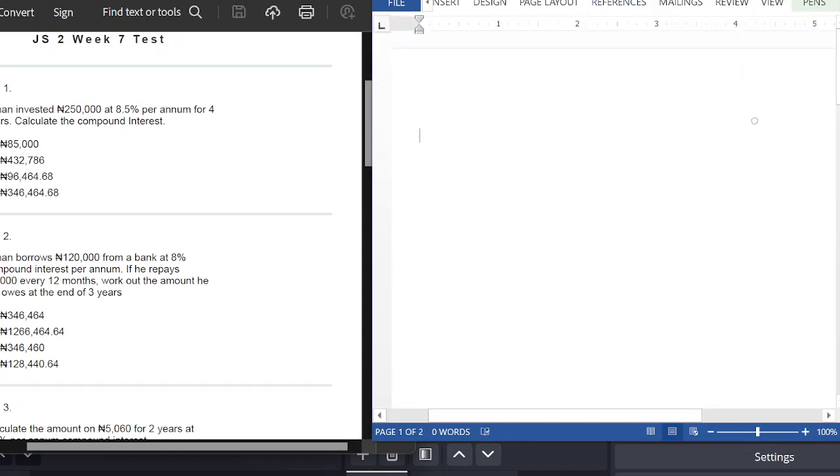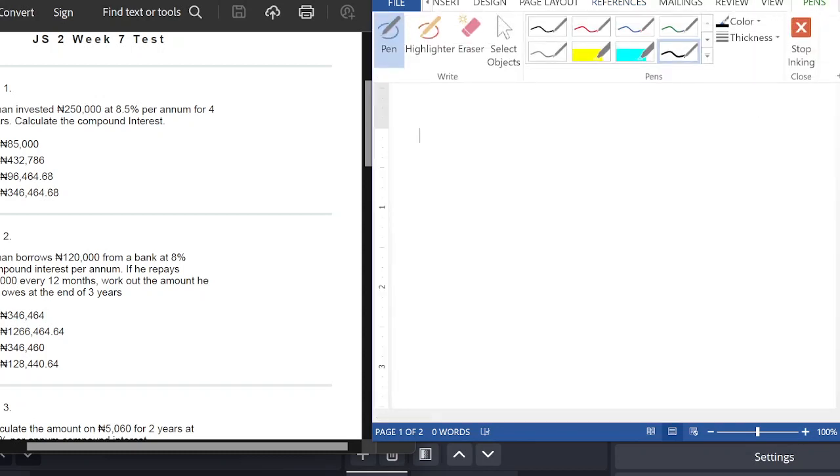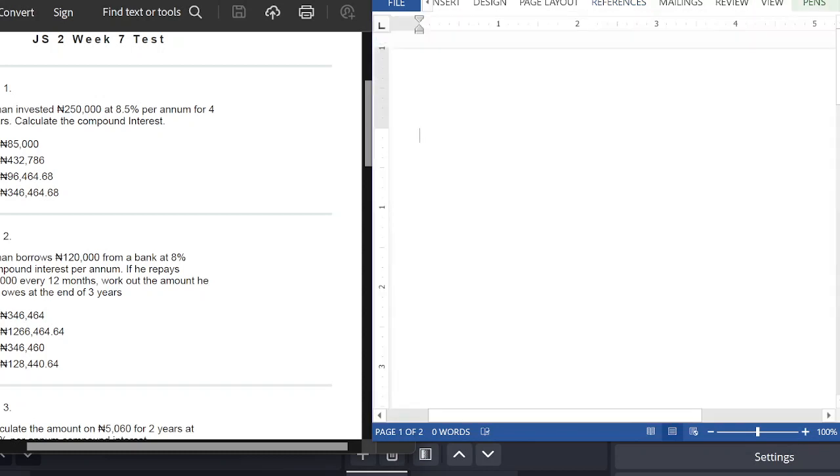So in this class, we want to look at the solutions to week 7 questions for GS2, and that is on compound interest and hire purchase. So let's start with the first one that we have here. As you can see on the screen, a man invested 250,000 naira at 8.5% per annum for 4 years. So we have to calculate the compound interest.